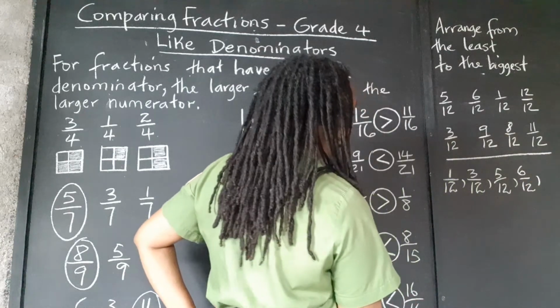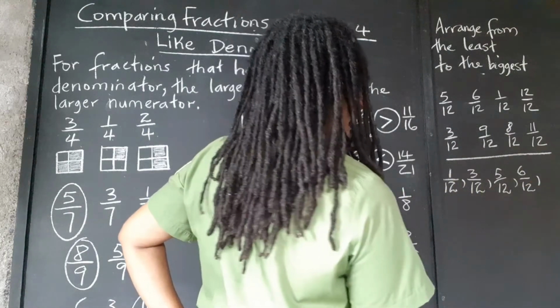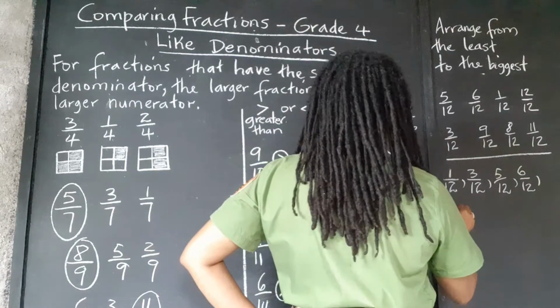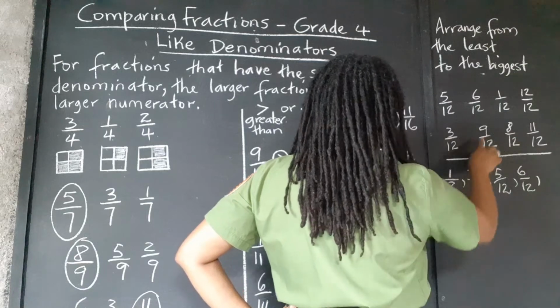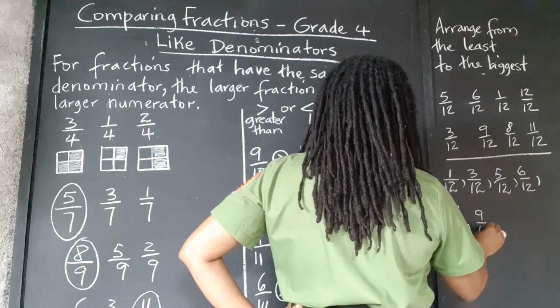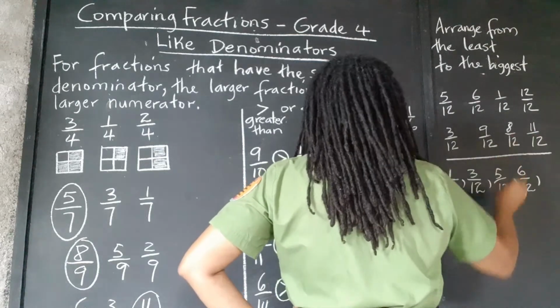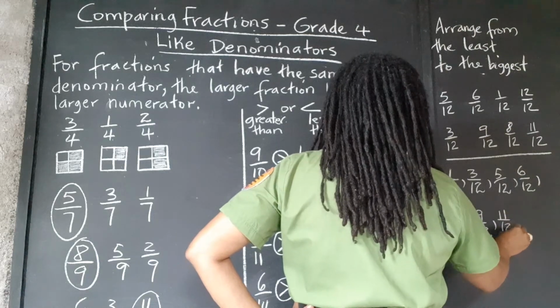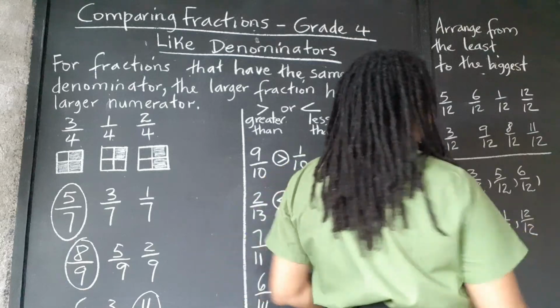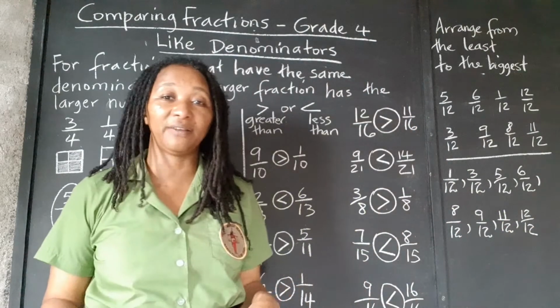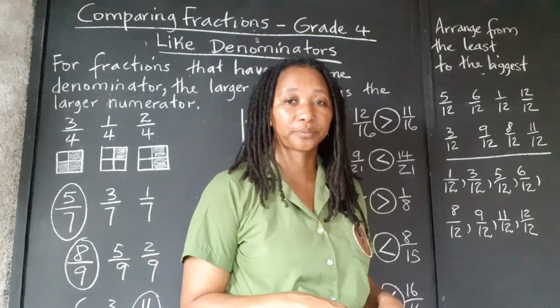followed by, which one comes after the 6 here? It would be the 8/12, followed by 9/12, followed by 11/12, and finally 12/12, which would represent one whole. Any number over itself is one whole.